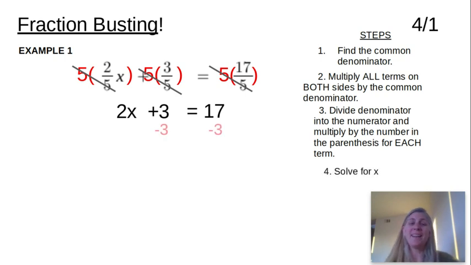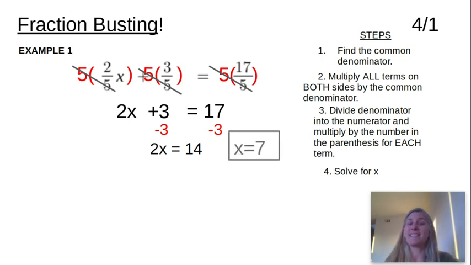So we're going to go ahead and subtract 3 from both sides, and that leaves us 2x equals 14. Divide both sides by 2, and of course, x is 7. We're going to go ahead and do another example that's bumping up the level of difficulty.